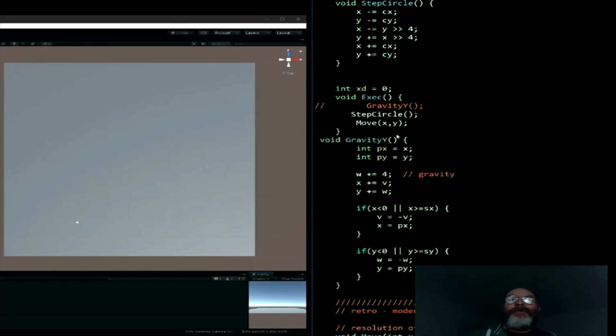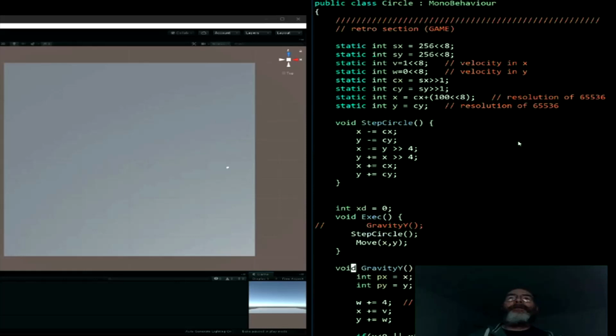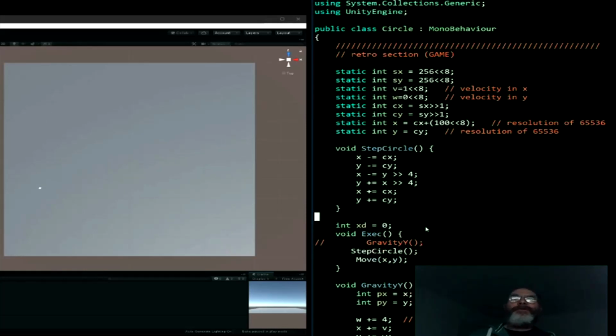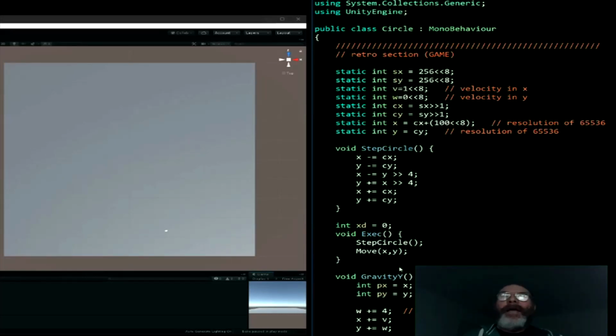So the thing is, we have all we need to do that. I'm not using this gravity Y at the moment, so for this reason I'm just going to sort of push it down on the screen. The current code to do this in our game layer is just that. We've got a screen resolution, a velocity, X and Y, the center of the screen in X and Y, and the position of the object in X and Y.